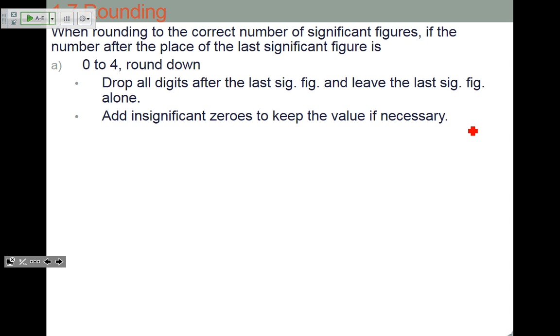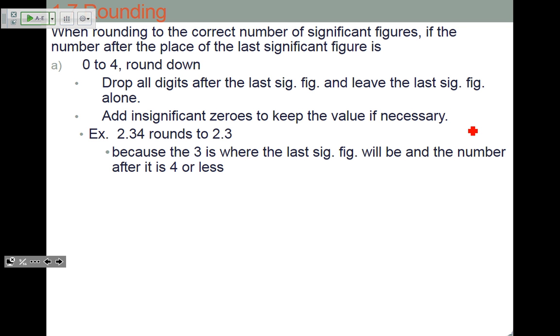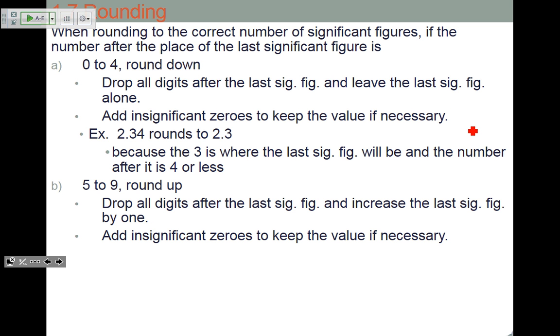All insignificant zeros, we might add them to make the value reported correctly. For example, we can put some trailing zeros, or we can show it in scientific notation and not have any insignificant zeros, depending on how we're showing it. For example, if we need to round 2.34 to 2 significant figures, this number is a 4, so we'll round down and our number will be 2.3. So just pretty much the same type of rounding as before.